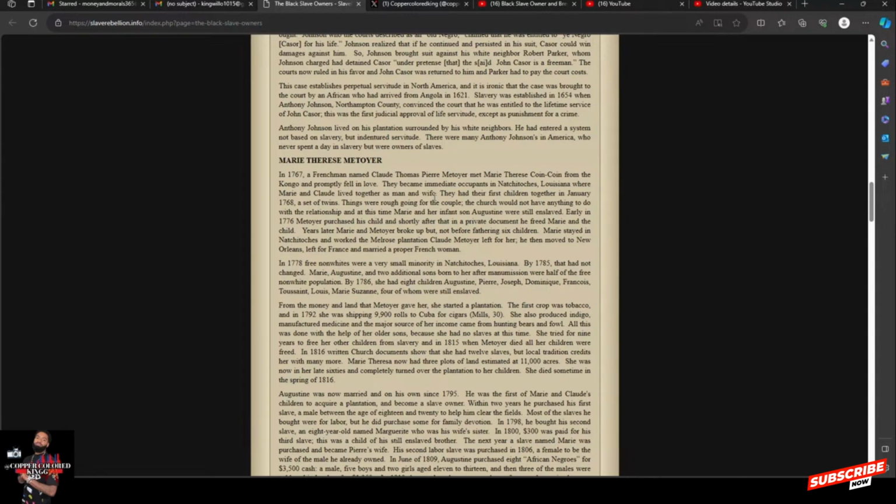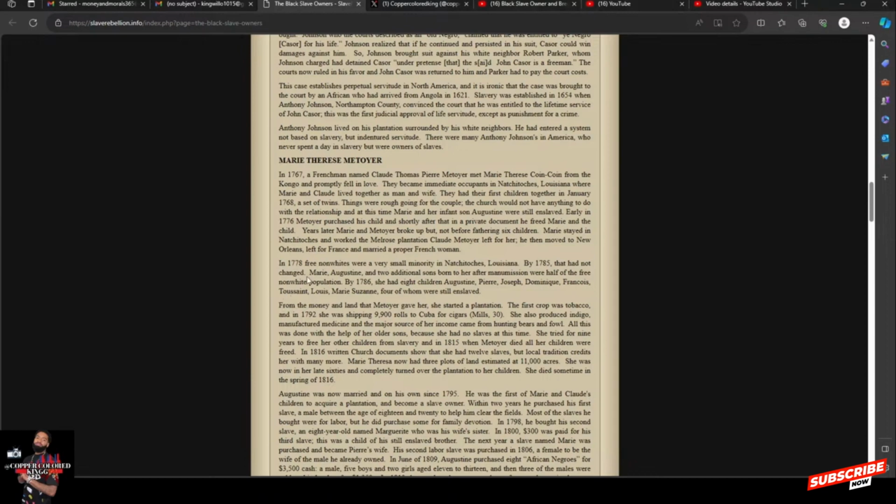Years later, Marie and Metoyer broke up, but not before fathering 6 children. Marie stayed in Natchitoches and worked for the Melrose Plantation. I don't mean to butcher that name. Claude Metoyer left her. He then moved to New Orleans, left for France, and married a proper French woman. Considering the fact that all of them were French. They were all French. Not no woman from the Congo. Marie Therese. We got to pay attention to these names. That's what you got to look at. These names, right?